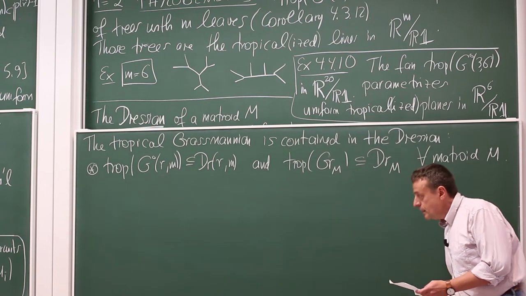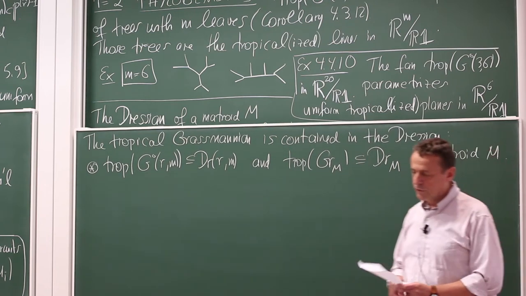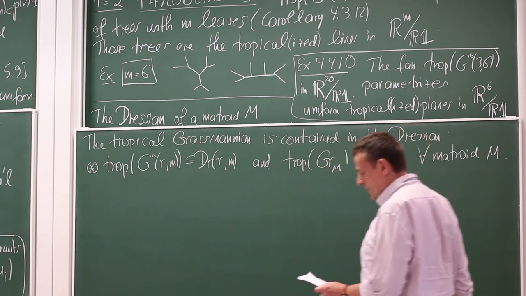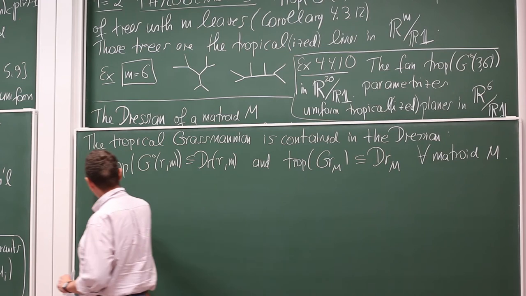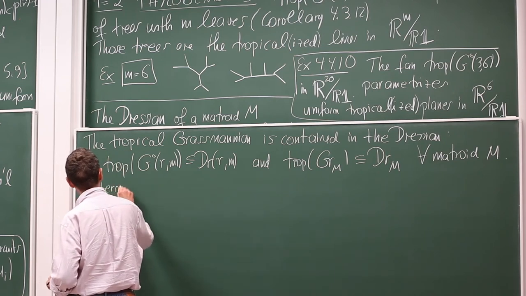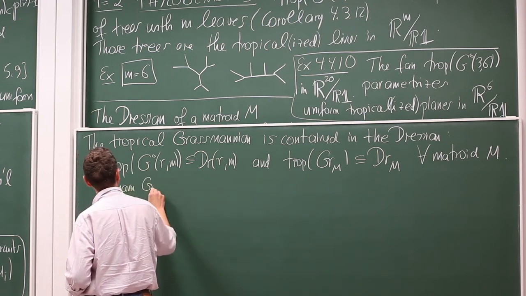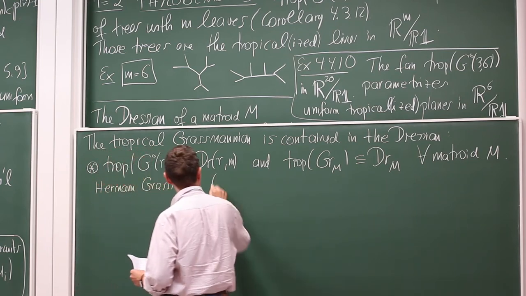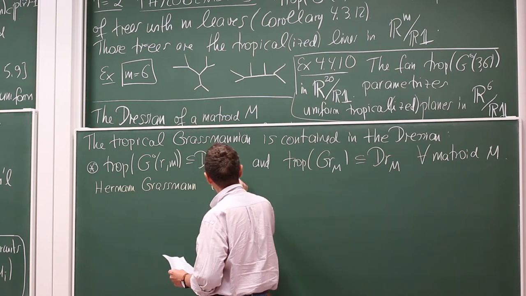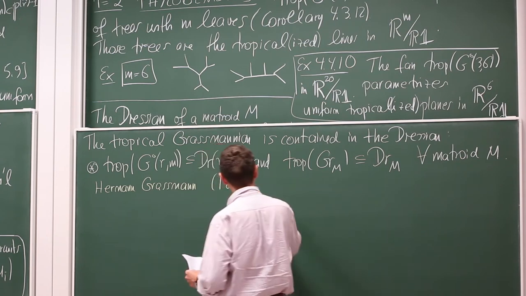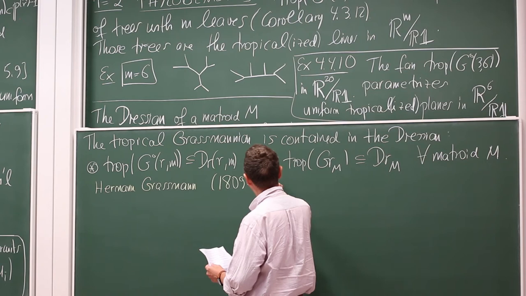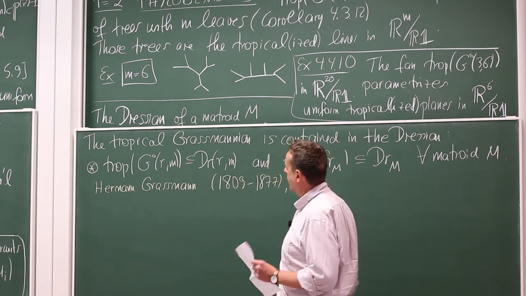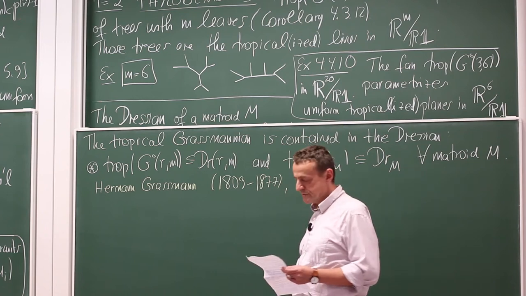Okay. Now the heroes of the story are the people whom we named these objects after. So Hermann Grassmann was a school teacher. So Grassmann invented sort of this aspect of analytic geometry. So he lived from 1809 to 1877. And after Grassmann, the Grassmannian is named.